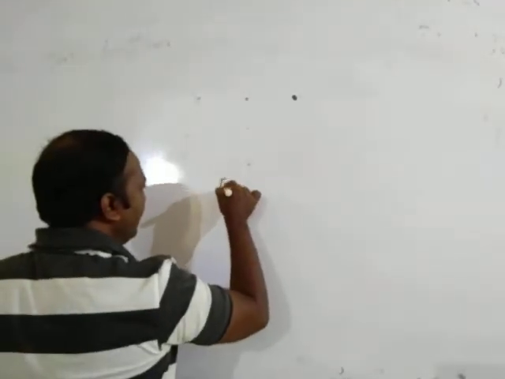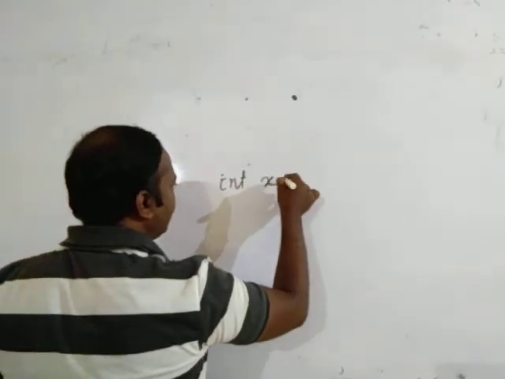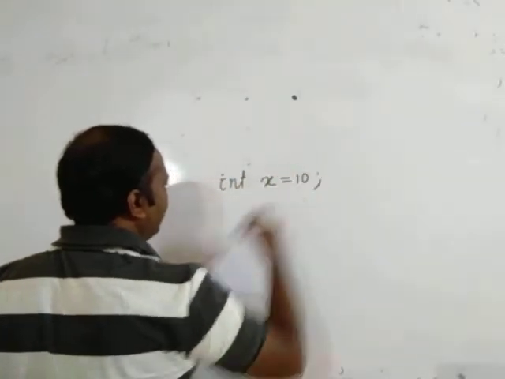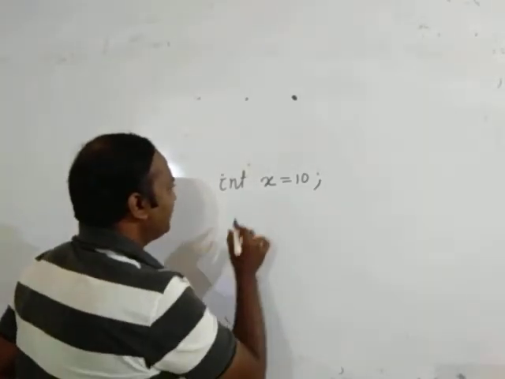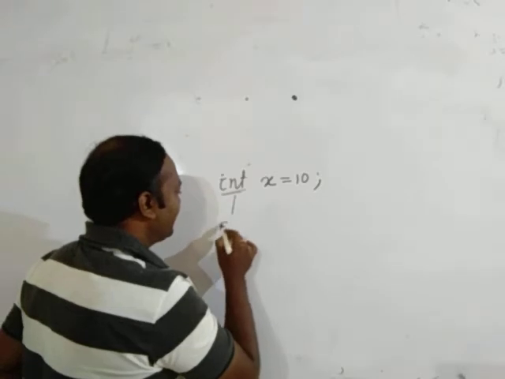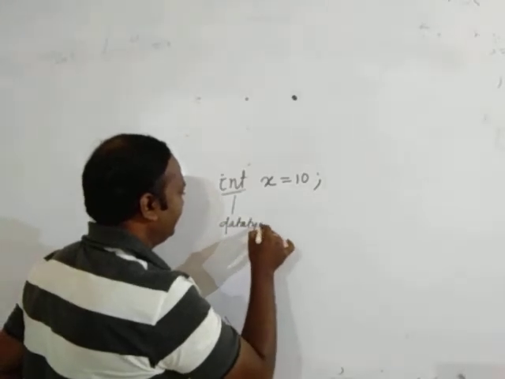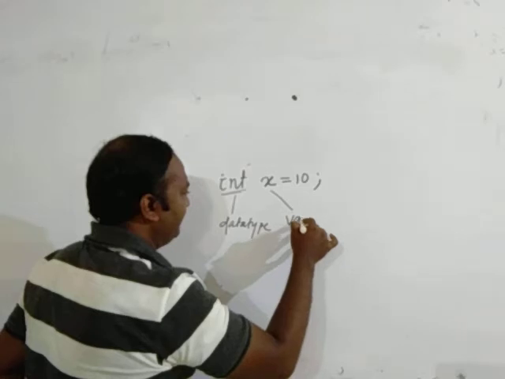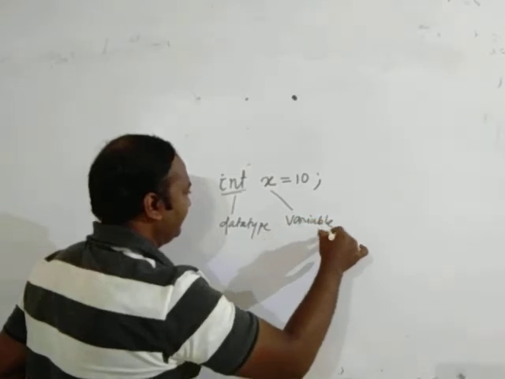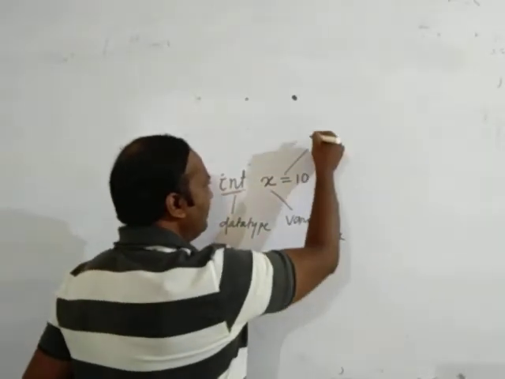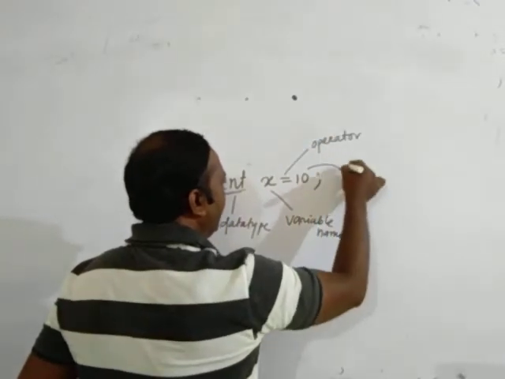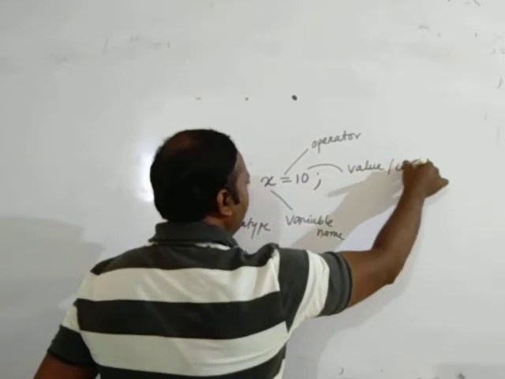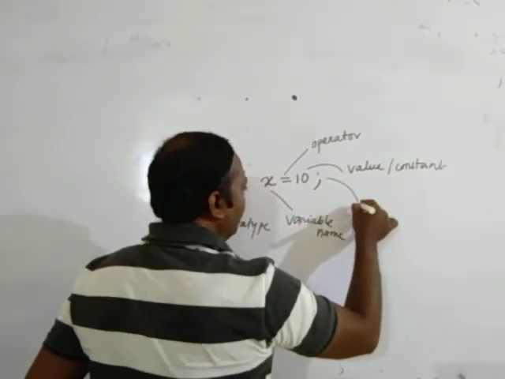I'll give you one example: int x = 10; What is the meaning of this line? Int means it is a data type, x is a variable name, equal to is an operator, 10 is a value or a constant, and semicolon is a symbol.